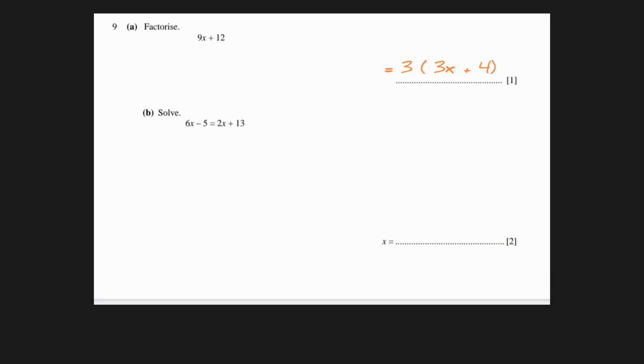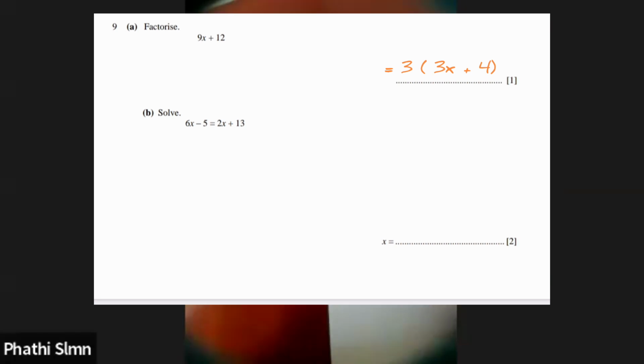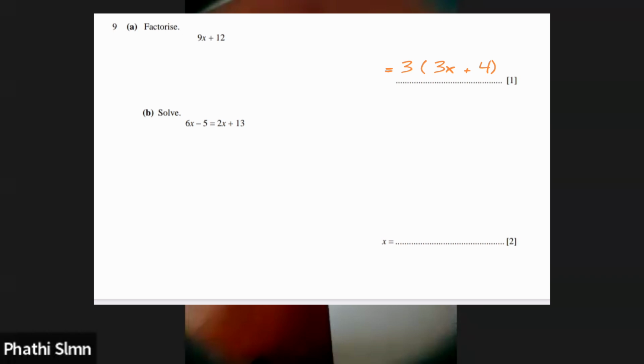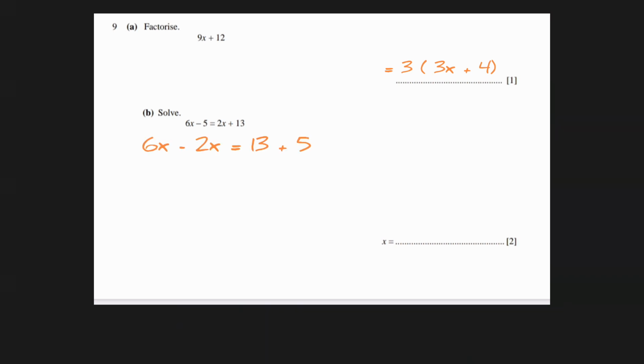It says solve the equation 6x minus 5 is equal to 2x plus 18. We're solving for x. What is the value of x? What do we do first? We collect the like terms. Good. Let's collect them.